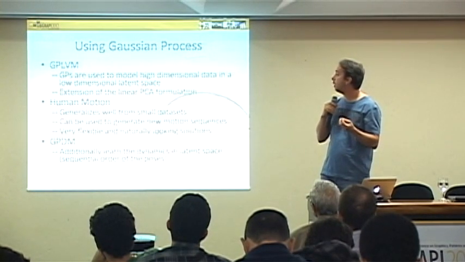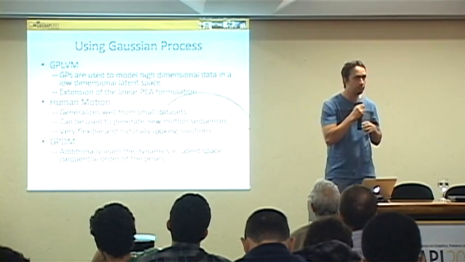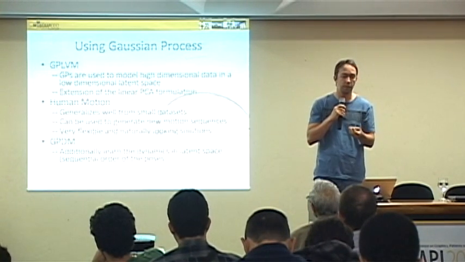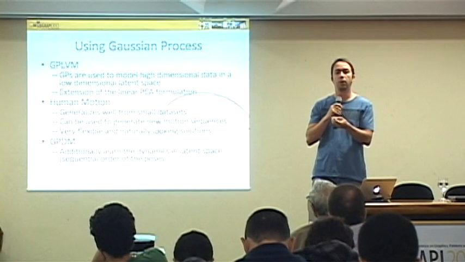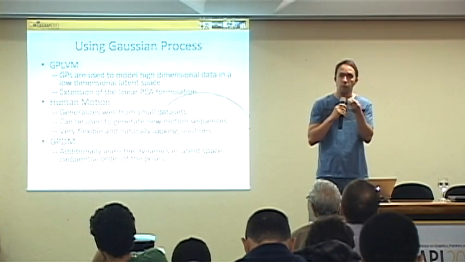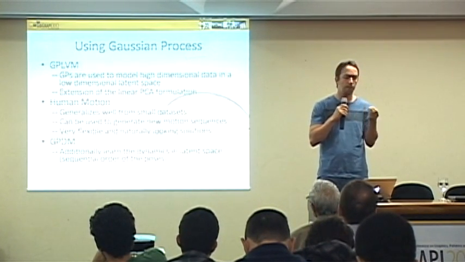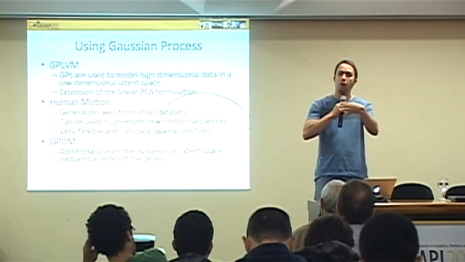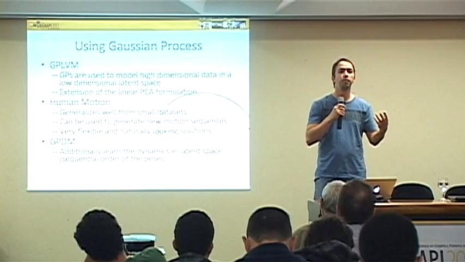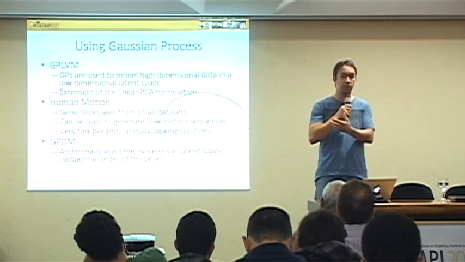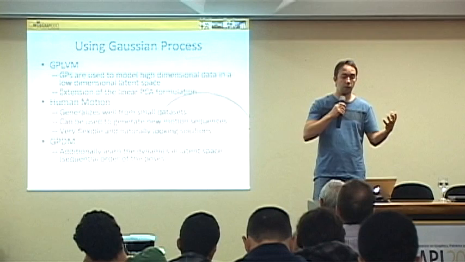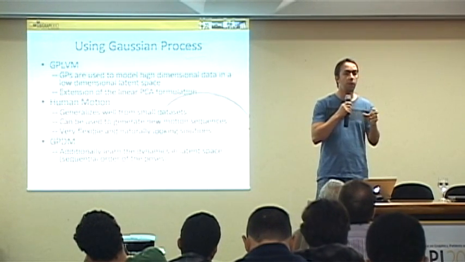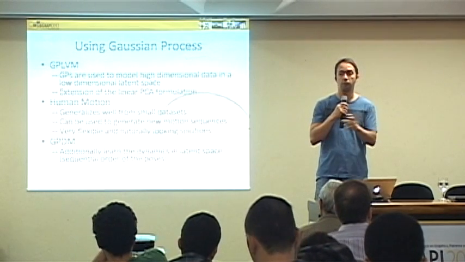In this case, you are using the Gaussian process to model high-dimensional data into a low-dimensional latent space. So we can think about GPLVM as an extension of linear PCA. So pretty much you have data which is really high-dimensional, and you don't want to deal with this huge amount of data, and GPLVM can help you to compact and compress this data into a small number of values.